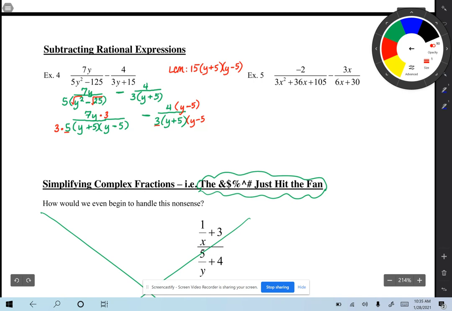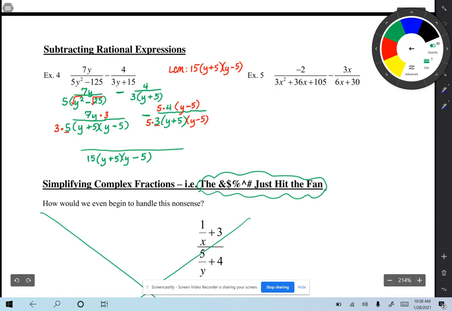Make sure you have y minus 5 in top and bottom. And it only has a 3. It's supposed to have 15, so you have to multiply top and bottom by 5. There we go. And now it has 15 in the denominator. Now we're ready to write the denominator. So we have 15 times y plus 5 times y minus 5.